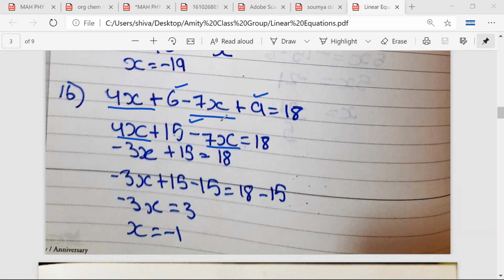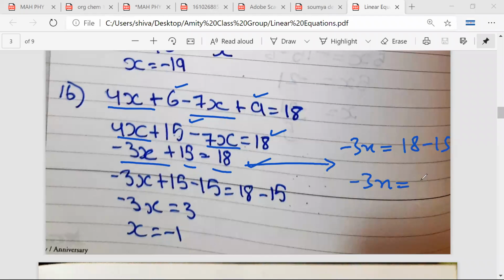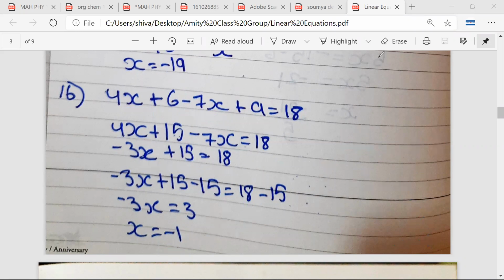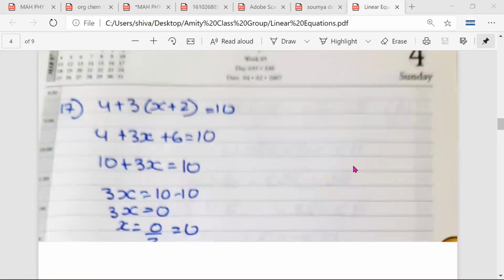So 4x minus 7x. 9 plus 6 is 15. So 4x minus 7x is minus 3x. 15 is equal to 18. Shabash. So again, if I want to skip like you have done before, I can write this as 18 minus 15, minus 3x is equal to 3. Therefore, x is equal to 3 upon minus 3 is equal to minus 1. Shabash. Any doubt? No, sir. Nice.